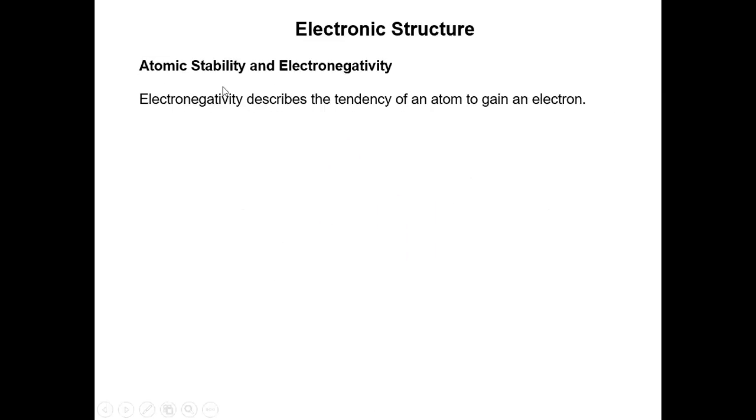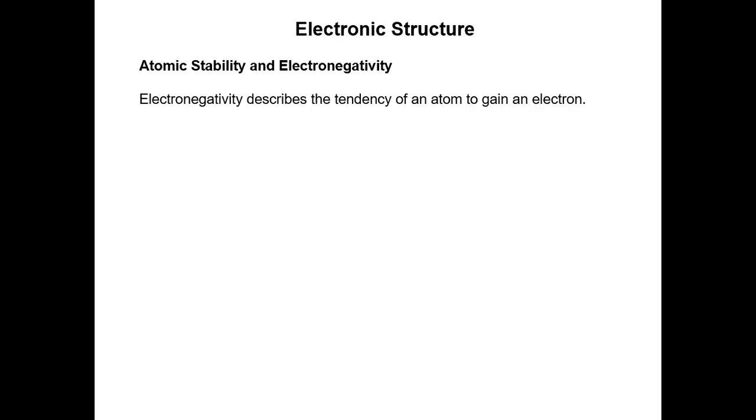So, atomic stability and electronegativity. What is electronegativity and atomic stability? Actually, we describe electronegativity as a way of becoming stable. That means electronegativity describes the tendency of an atom to gain an electron and become stabilized.